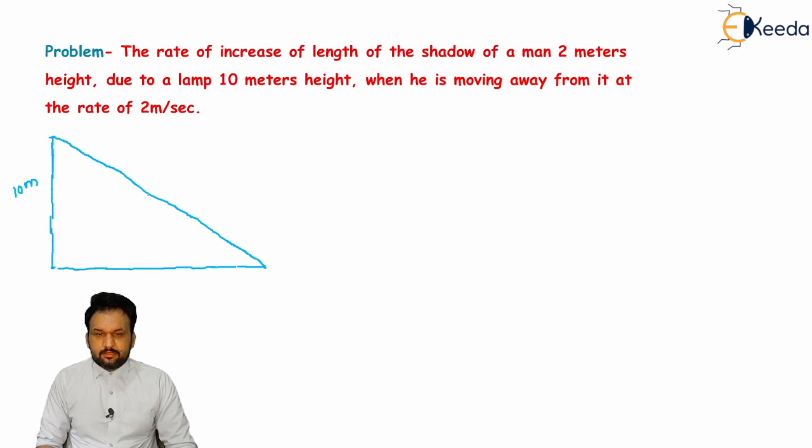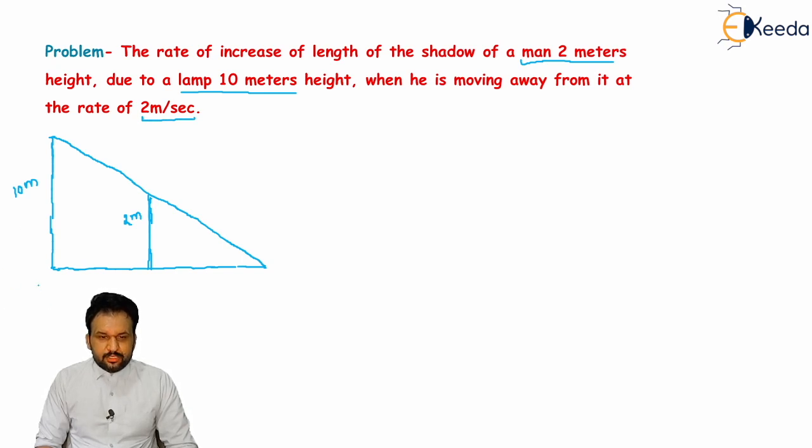Man is standing somewhere here. Okay. So, and his height is what? That is 2 meters. It is given to you that a man of 2-meter height and a lamp having 10-meter height. The man is moving away from the lamp at the rate of 2 meters per second. What is he doing? He is moving away from the lamp with the speed of 2 meters per second. This thing you have also been given.